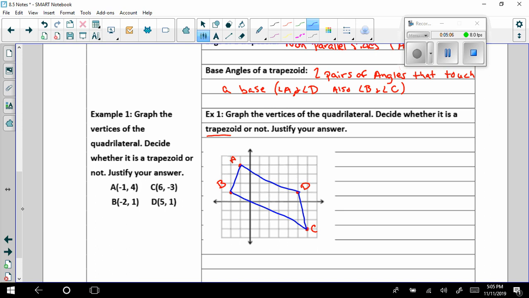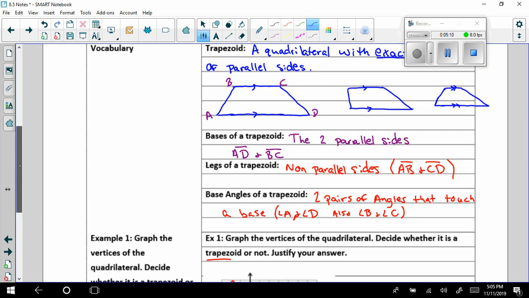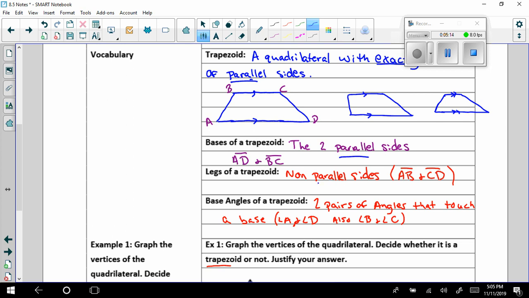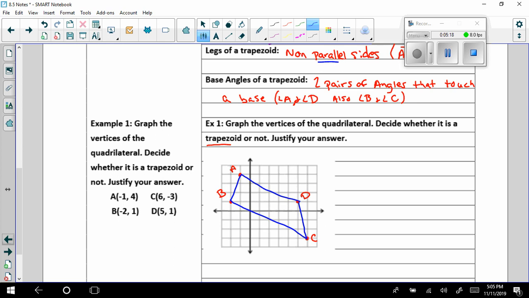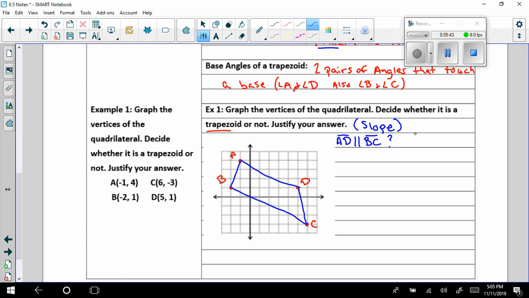So decide whether it's a trapezoid, where we're going to want to look at our characteristics. It has to do with parallel and non-parallel. Nothing about length. So when we're talking about parallel, we're talking about slope. Right? Parallel lines have the same slope. So just looking at this figure, if it is a trapezoid, then AD would be parallel to BC. So I want to find the slope of those lines. So remember, slope is y2 minus y1 over x2 minus x1. So I'm going to plug points in. So I have x1, y1, and x2, y2 for my AD.